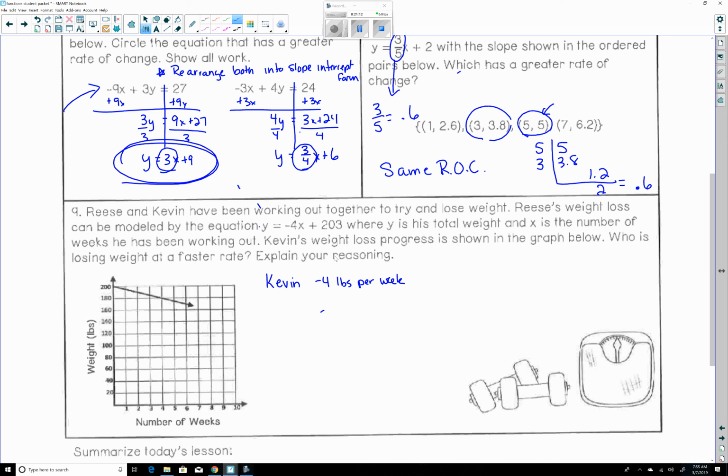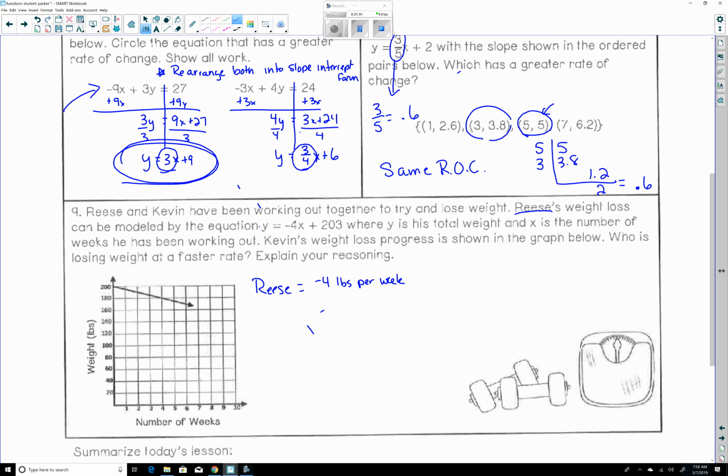All right. No, I'm sorry, that's Reese. Oh my goodness. Maybe I should just stop right now because I'm making all kinds of mistakes today. So Reese's weight loss is 4 pounds per week.